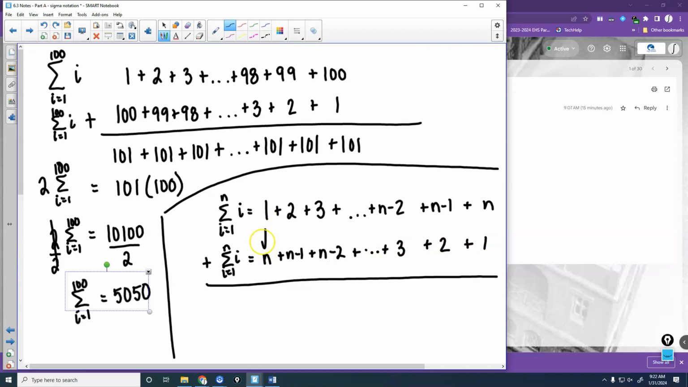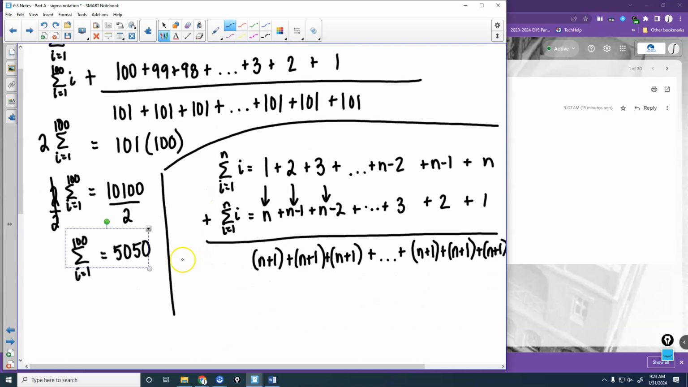Right? So when I add those together, here I'll get n plus 1. What do I get when I do 2 plus n minus 1? n plus 1. Right? And here, 3 plus n minus 2. n plus 1. And so on and so forth. Here, I'll get n plus 1, n plus 1, and n plus 1. So what I have done there is I've added this together. I've got twice the sum from 1 to n of i equals n plus 1 all these many times.